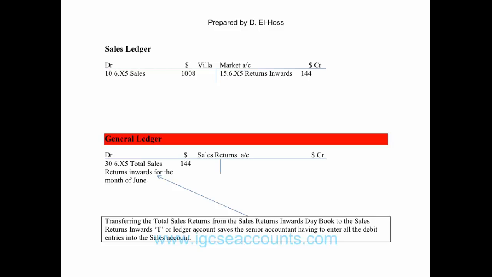So from previous tutorials, you remember that we actually sold Villa Market $1,008, but they returned to us $144 of damaged fruit and vegetables. So that return is going to go out of their debtor account, which can be found in the sales ledger, and it's going to go back into our sales returns account. Again, we only actually have 1 return in this example, but if you had 2 or 3 returns, you would take the total sales returns or returns inwards for the month, and you would enter it on the debit side. Why? Because the returns of bad fruit and vegetables is coming back into our business on the debit side.